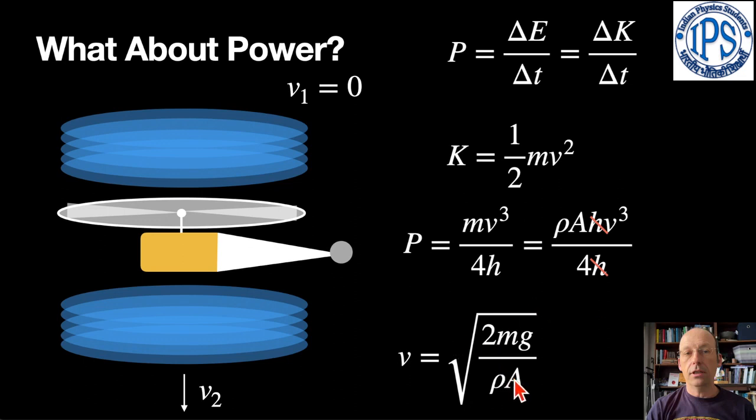If I have a larger rotor area, I have to push down air with a lower velocity. And a smaller area would have to be a higher velocity. Okay, so the area of the rotors does indeed matter.